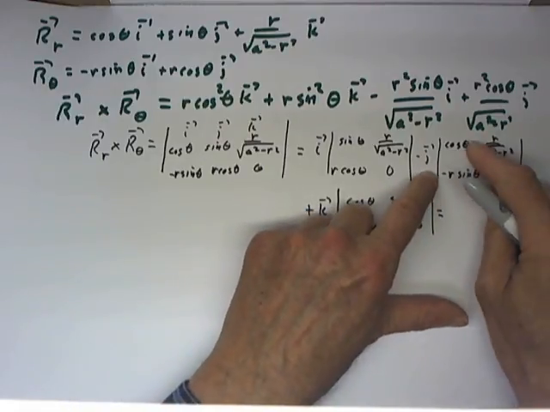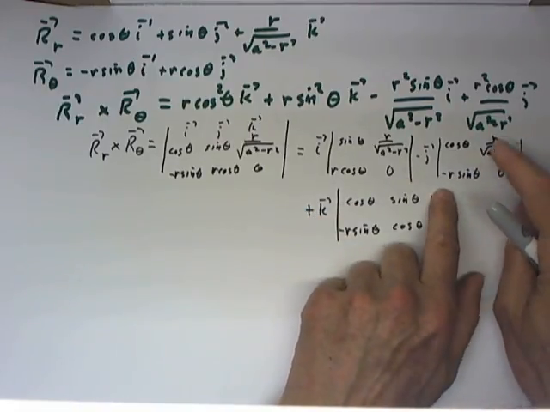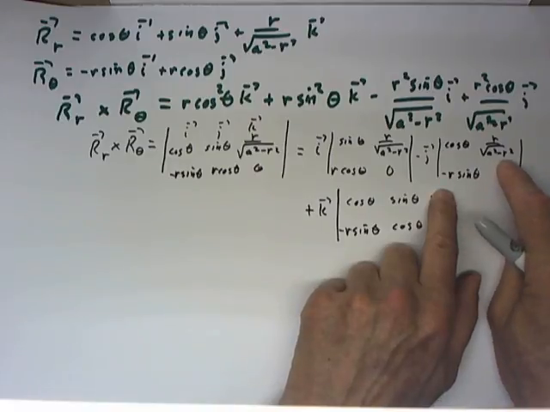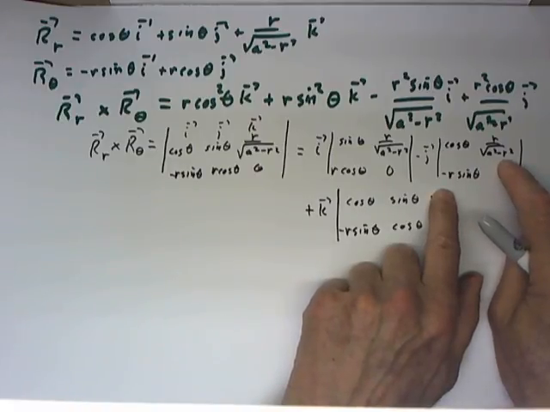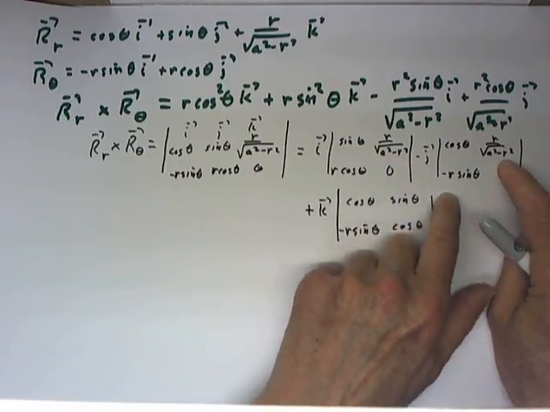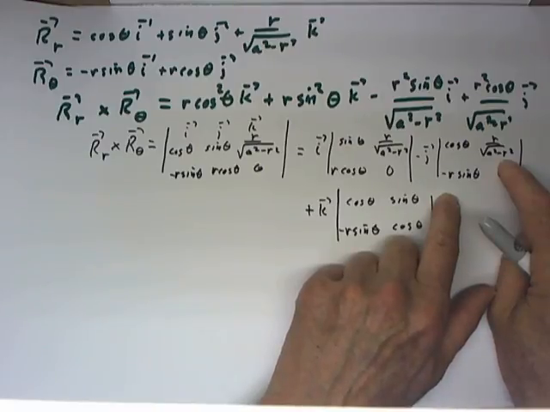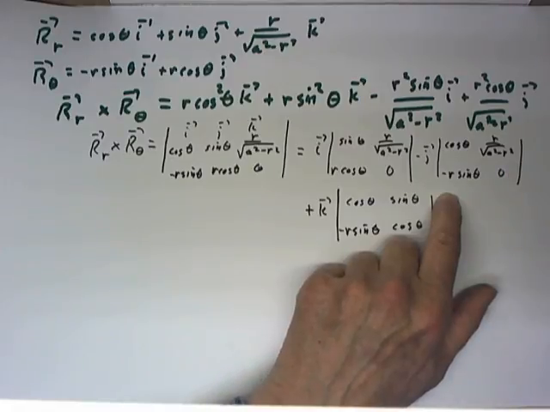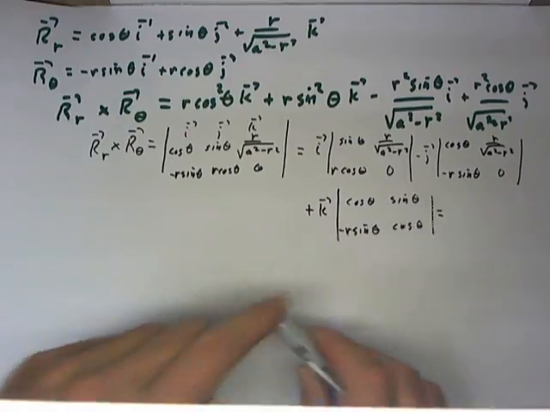Then this determinant is going to be negative r squared sine theta divided by the square root of a squared minus r squared, but it's minus j times that negative. Hang on a minute. Okay, good. I caught an error.